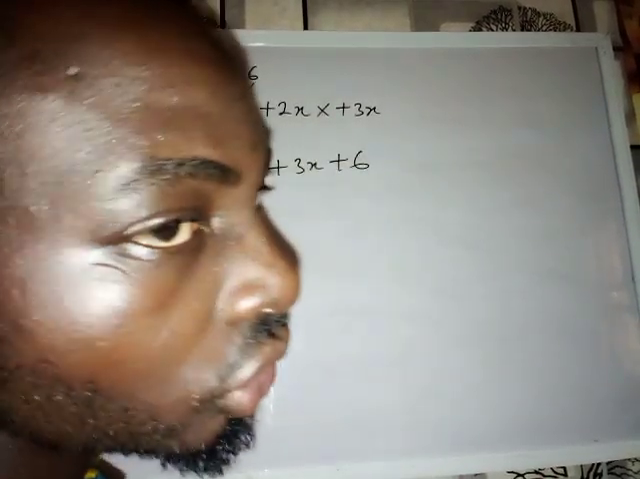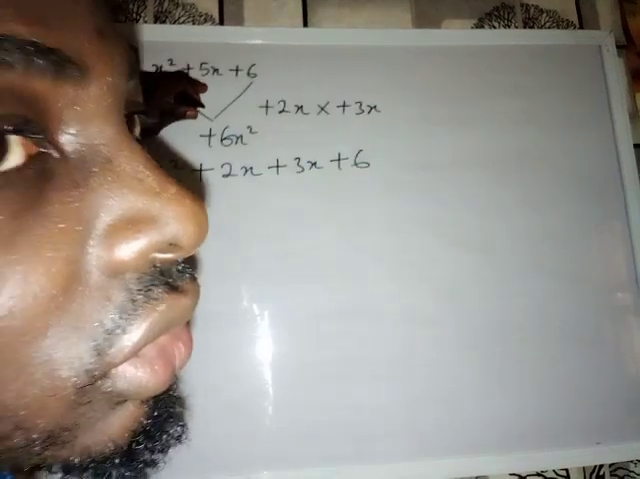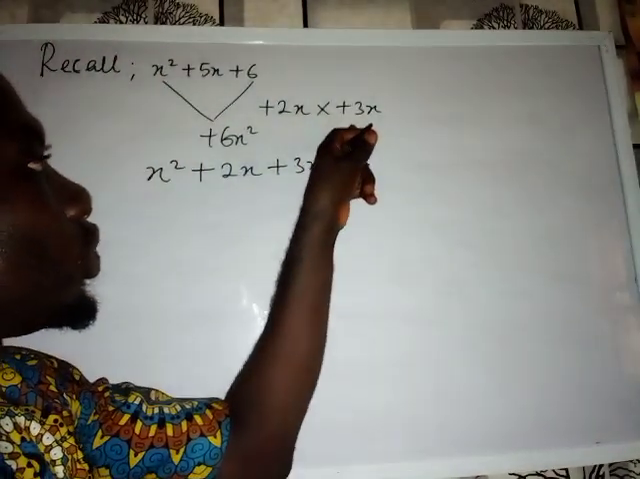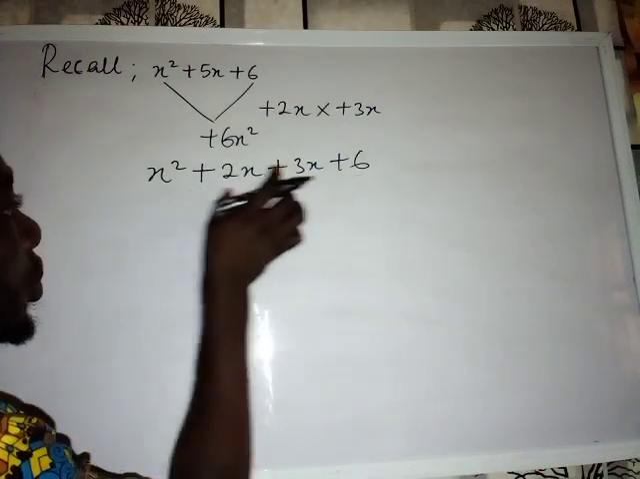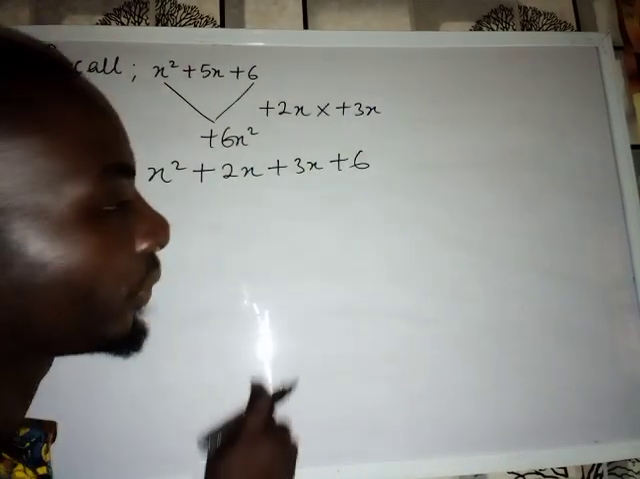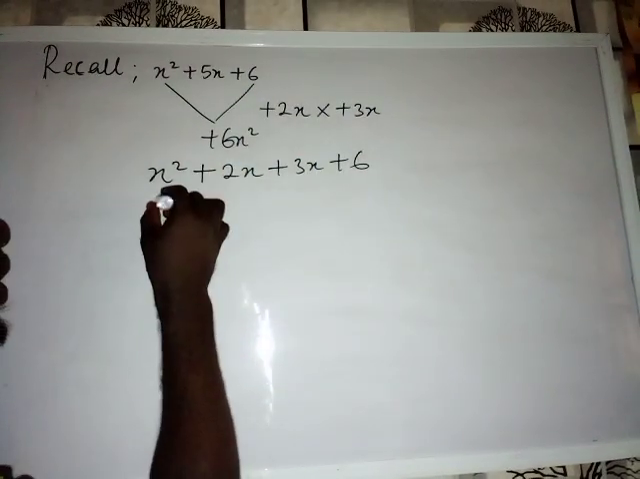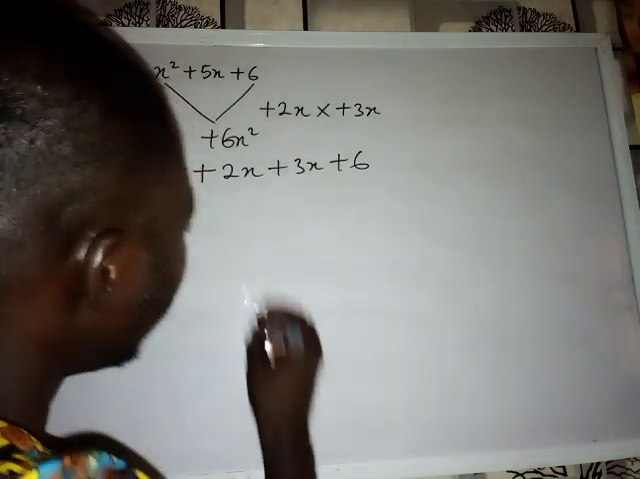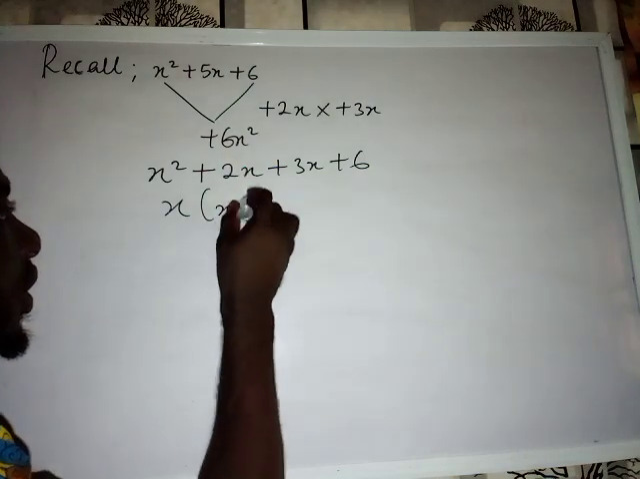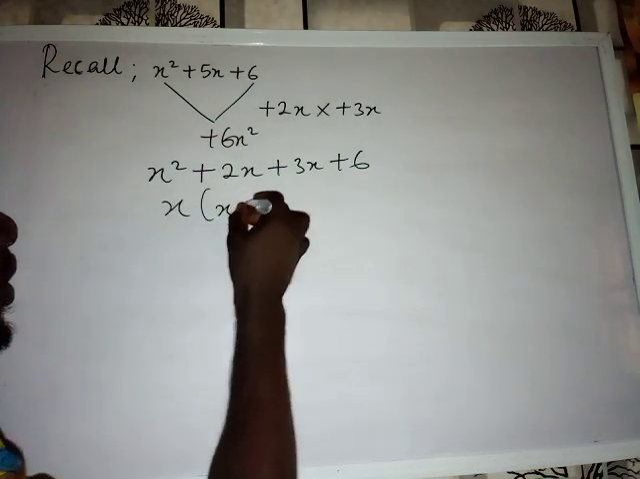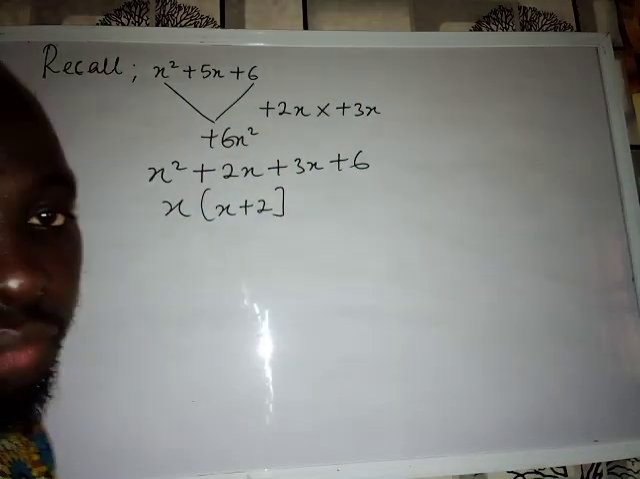plus 6. So I will replace this 5x with what? 2x and plus 3x. Then I pair these two together, and these two together. Now what is common in this? x is common. Then open a bracket: x squared divided by x is x, and 2x divided by x is 2.